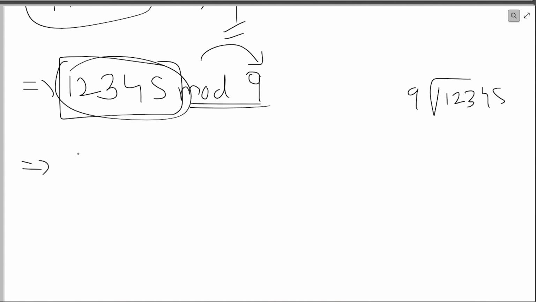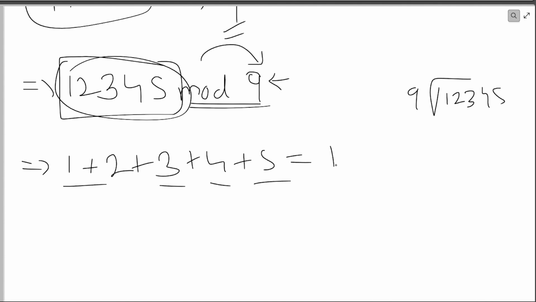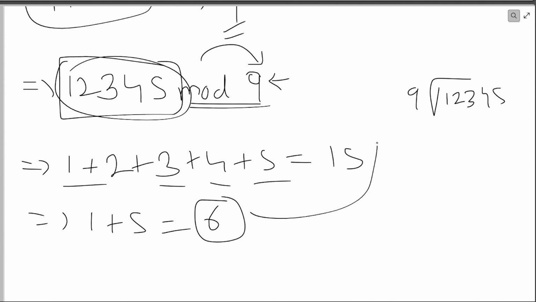And to find that, the clever trick for special case 9 is that you add all the digits. So you have 1 plus 2 plus 3 plus 4 plus 5, which is equal to 3 plus 3, 6, 10 and 15. You add the digits again. So you have 1 plus 5 and you get 6. So 6 is the remainder.